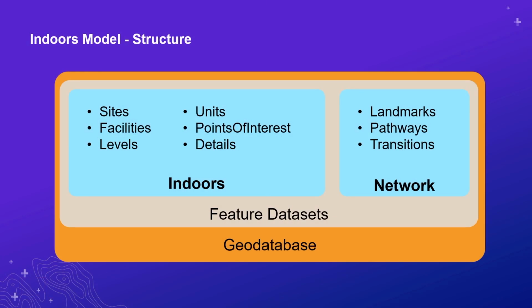The Indoors model is set up within a file or enterprise geodatabase and is largely comprised of two feature datasets. The Indoors dataset houses spatial information about your indoor spaces, organized into various feature classes. Some of these feature classes are part of a hierarchy that we'll look at in a moment. The network dataset, as you might guess, contains walkable and wheelchair-accessible indoors transportation network data. This dataset supports point-to-point routing, turn-by-turn directions, travel time estimates, and other network analyses.